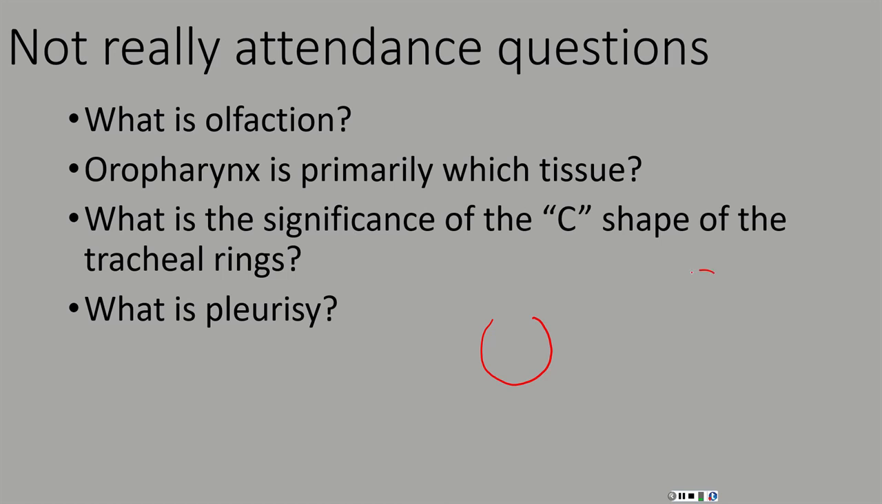Now, really, a ring of cartilage would give better support. That way you've got support on all sides, but that's not what we see. There's an open space right here where we do not see any cartilage. It's just smooth muscle right there. What's the significance of having a C shape versus that complete circle?